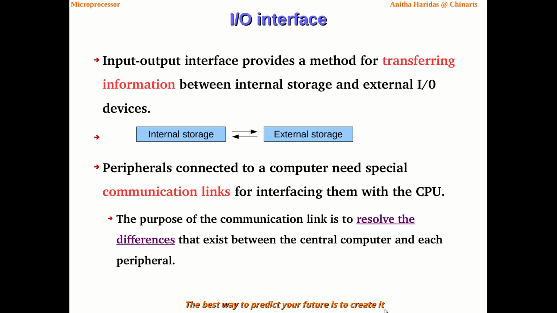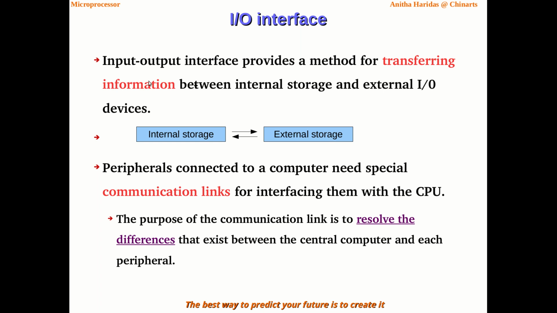Okay. So we are going to talk about all the interfaces that are available in a computer. Whenever I say interfaces, it is about the input-output. So your input-output interface will provide a method for transferring information. That is why we call it a data transfer scheme.